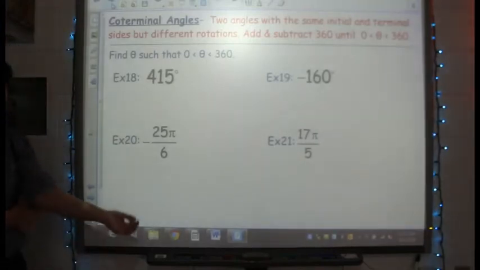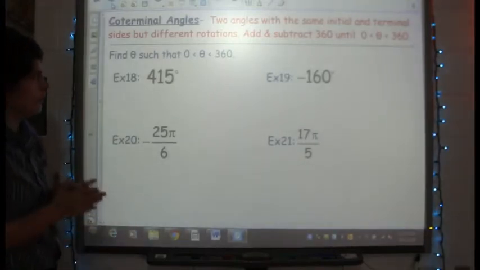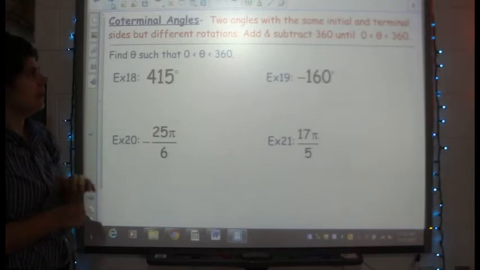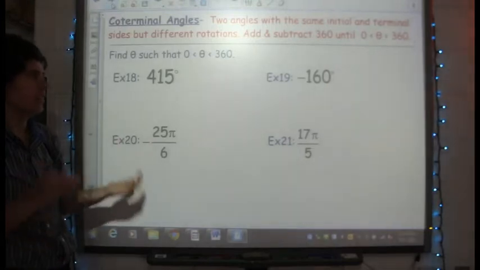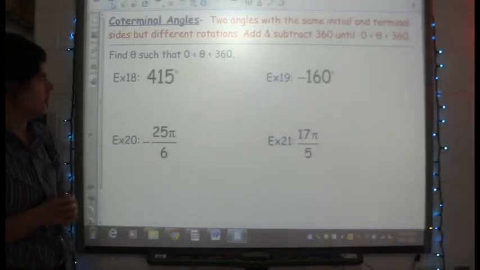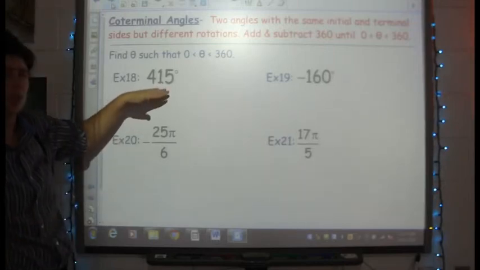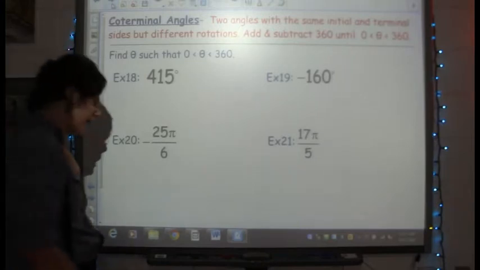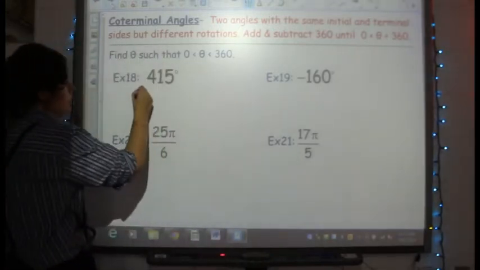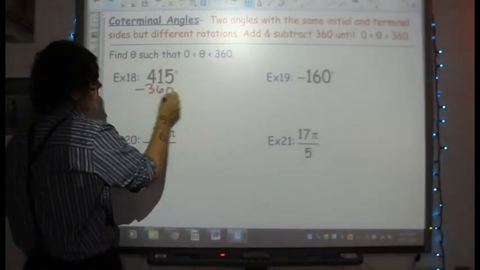All right, coterminal angles. These are very important. You want to listen up for these here. Two angles with the same initial and terminal sides, but different rotations. You find them by adding or subtracting until theta is between 0 and 360 degrees here. So 415, this is more than 360. So I'm going to subtract 360 from it. So I'm going to subtract 360 degrees.